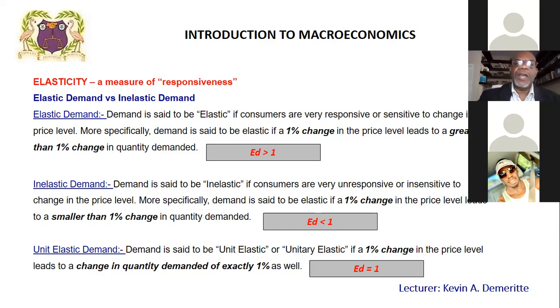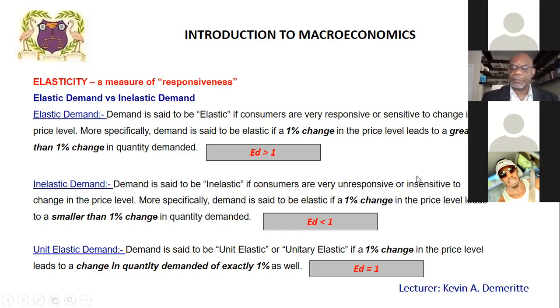And finally, we have unit elastic demand. Demand is said to be unit elastic or unitary elastic if a 1% change in the price level leads to a change in quantity demanded of exactly 1%. You raise your price by 5%, you lose 5% in sales. You drop your price by 5%, you gain 5% in sales. Right? Unit elastic, one-to-one relationship. You raise your price, your sales fall off by exactly the same percentage. You lower your price, your sales go up by exactly the same percentage. So those are the three types of demand that we're going to look at, a broad category: elastic demand, inelastic demand, and unit elastic demand.